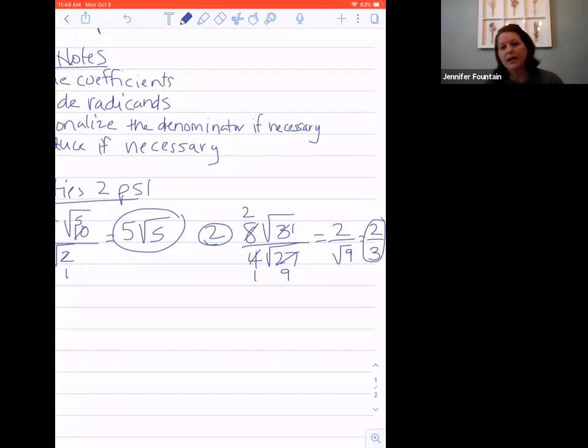I didn't have to rationalize that one because I know that the square root of 9 is 3. If I did not remember the square root of 9 was 3, then I would rationalize my denominator, okay, and keep working from there. But knowing these things is going to help you not do as much work.